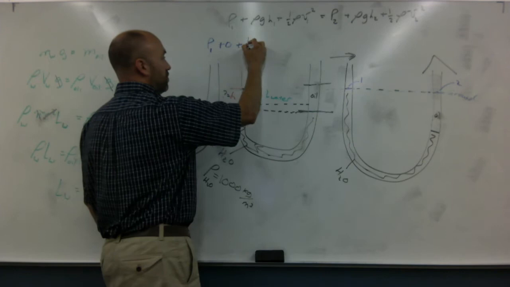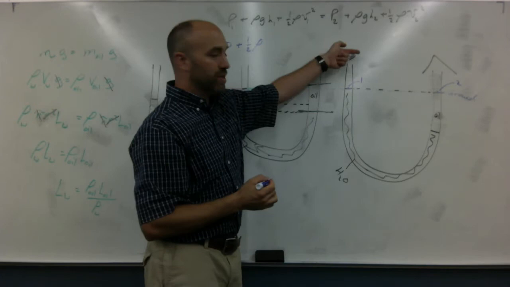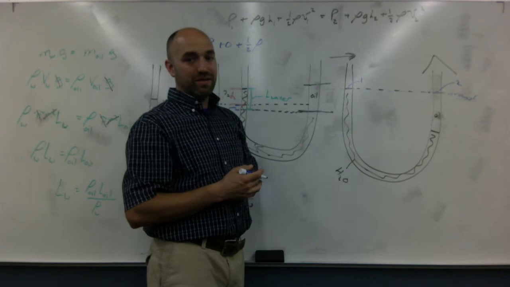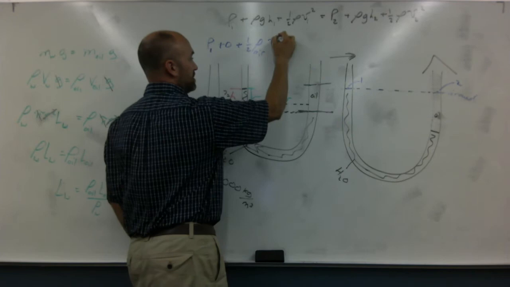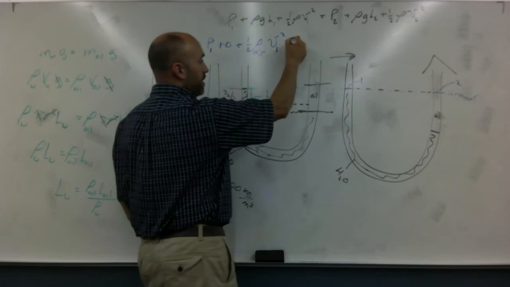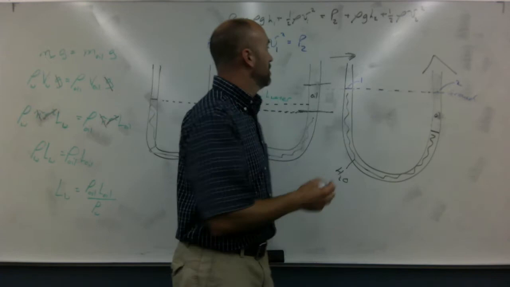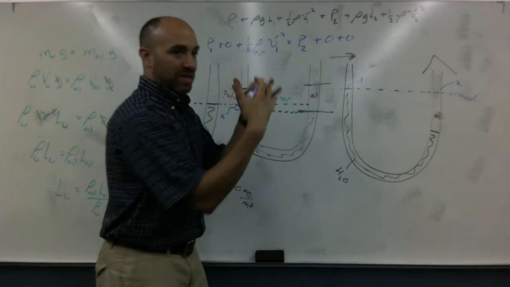Plus 1/2 the density of the fluid that's moving. And what fluid is moving here? Yeah, this one's air. So it's the density of air times its speed squared. That's the thing we're looking for, the speed. And this equals P2, and we don't know that one either. That's the pressure over here. Plus zero, because it's on the ground. Plus zero, because we put the tent over it, so there's no motion. The speed is zero and the height is zero.